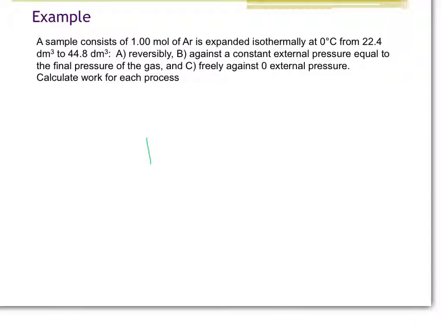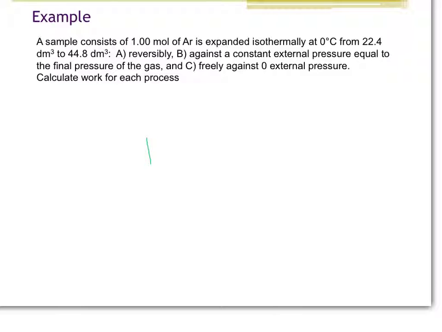Okay, so let's look at an example. This example problem says a sample consists of 1 mole of argon. It is expanded isothermally at 0 degrees Celsius from 22.4 cubic decimeters to 44.8 cubic decimeters. And it wants you to calculate the work, A, when it's done reversibly, B, when it's done against a constant external pressure that is equal to the final pressure of the gas, and C, freely against 0 external pressure. What is the work for each process?